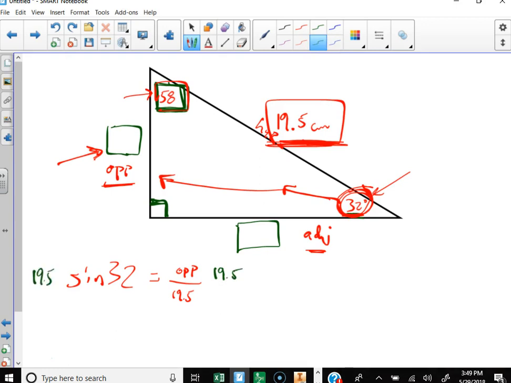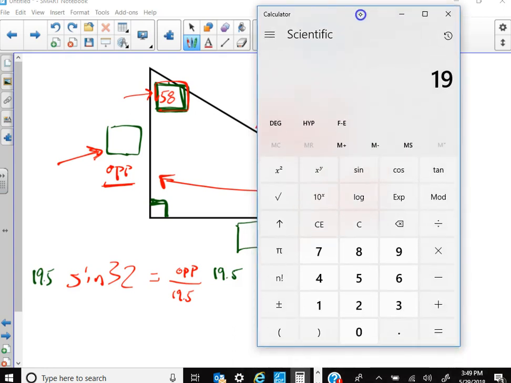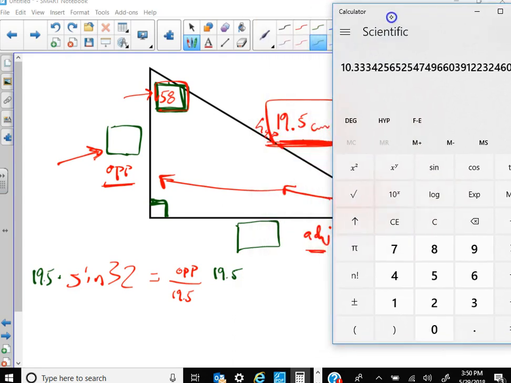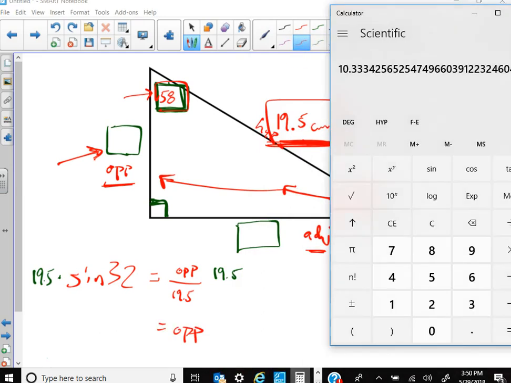So let's look at how this works out on a calculator. I'm going to take 19.5. Let me get my calculator up here a little higher. There we go. I'm going to take 19.5 times, now in this case, with this type of calculator, I have to type in the angle first. 32, and then I hit sine. That's the sine of 32. I have not yet finished the multiplication that I talked about a moment ago. I have to hit equals. There we go. So the opposite turns out to be 10.3.